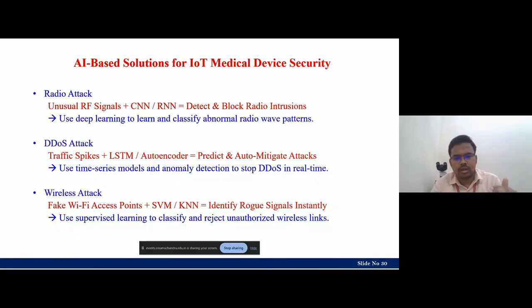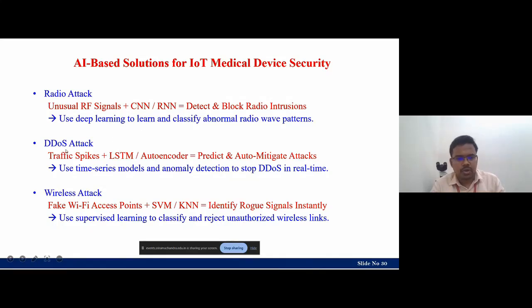This is a recommendation I'm giving. I am not giving the concrete solution. Okay, so if the attack is radio attack and the attack method is RF signal identification, we can use RNN or CNN. I'm not giving a concrete recommendation, but it's a kind of suggestion. In this way, we can leverage artificial intelligence to give mitigation or concrete security to IoT based medical device applications.